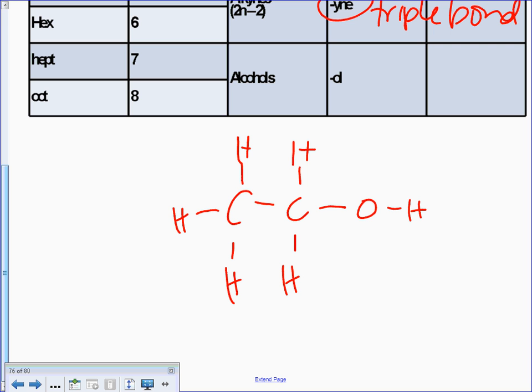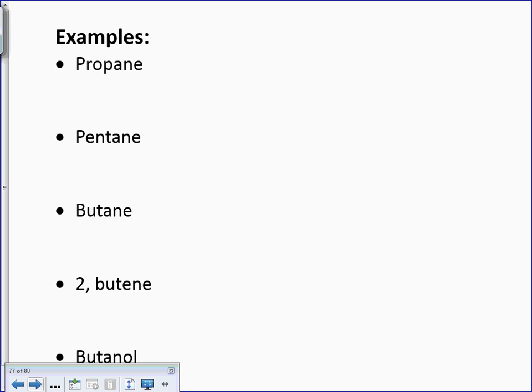I actually have more. Yes. So, a couple of these. The ones where it says writing the formulas to names and back, this is what I'm doing next. So is this the first one? Yeah. Propane. What's pro mean?